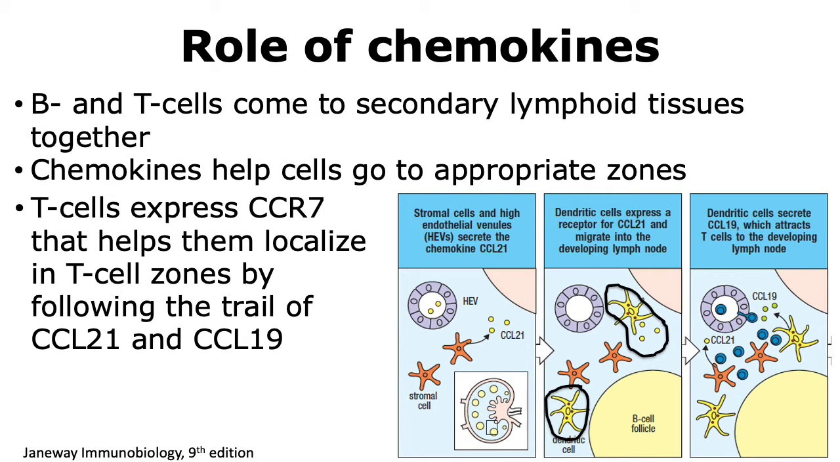Now, once the dendritic cells are in the lymph node, they in turn are able to secrete another chemokine called CCL19. CCL19 is also recognized or sensed by CCR7. And thus, the T cells are able to follow the trail of CCL21 and CCL19, and that is how they're able to go into the lymph node and they stay in their T cell zones.